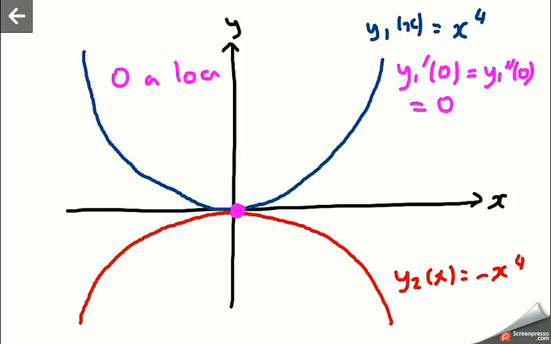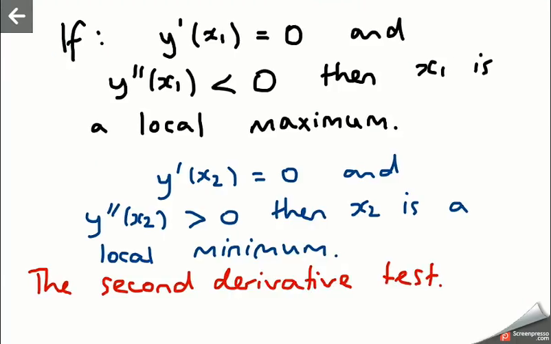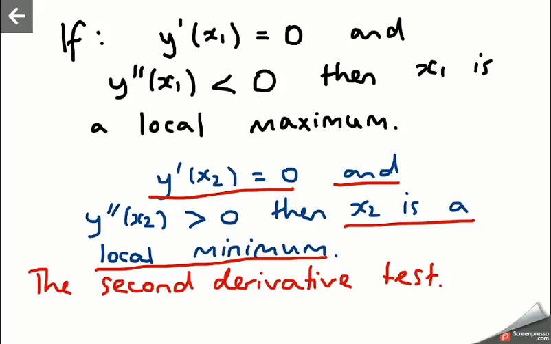0 is a local minimum of y1 of x. But still, we don't have y1 prime of 0 equals 0 and y1 double prime of 0 bigger than 0. We don't have that. So if we go back to the information we collected, x2 being a local minimum doesn't show that y prime of x2 equals 0 and y double prime of x2 is bigger than 0. That doesn't have to be the case. It's only if we know that y prime of x2 equals 0 and y double prime of x2 is bigger than 0 that we know x2 is a local minimum.